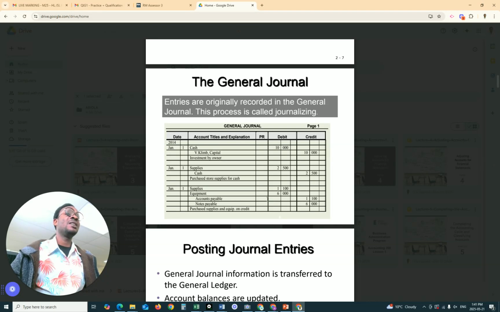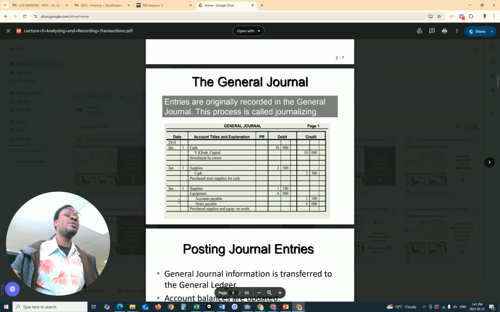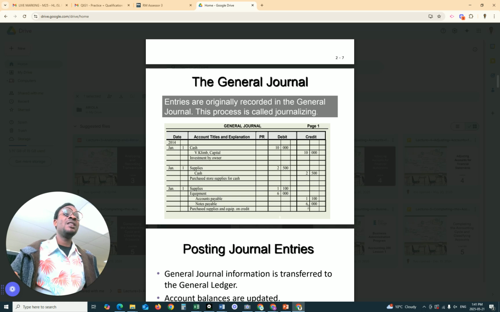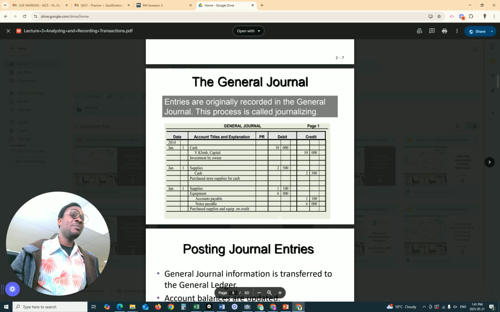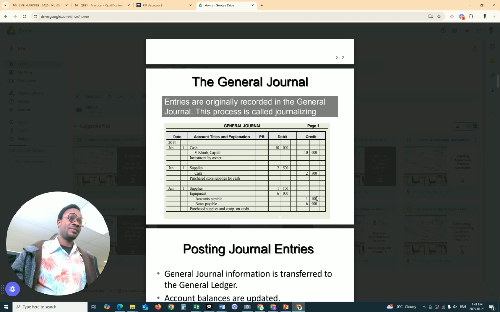On the same January 1, the third entry to journalize: supplies and equipment. Supplies, equipment, then accounts payable, note payable. Look at this very much. This shows that there is a liability. These are the entries that give. That means there is a supplier that gave 1,100 in items, and that's supplies. That means a supplier gave or issued out 1,100 and has not been paid yet. That's why it's called accounts payable.